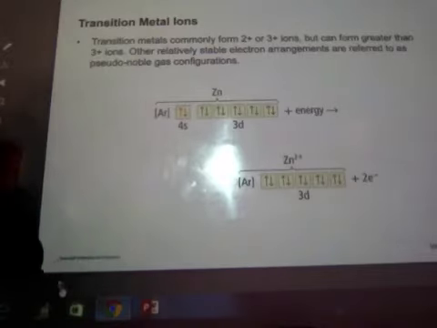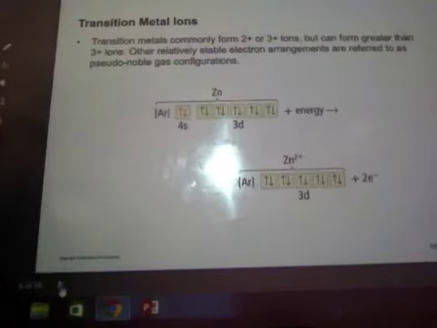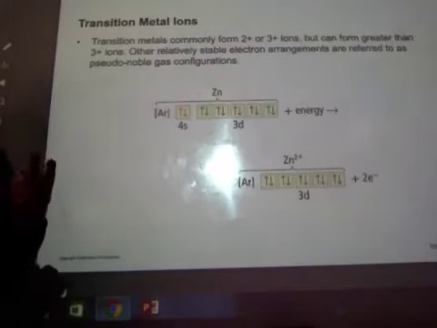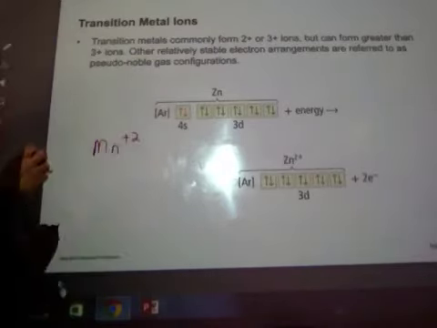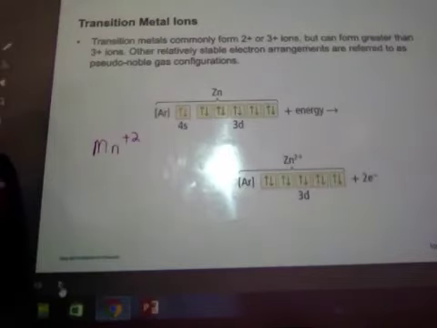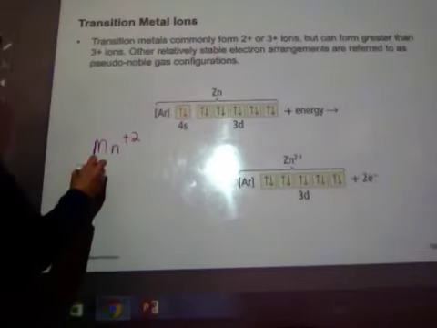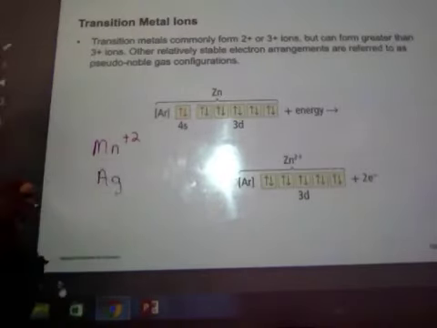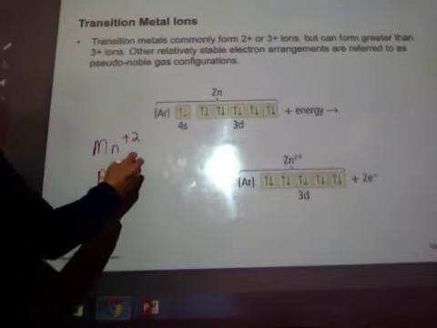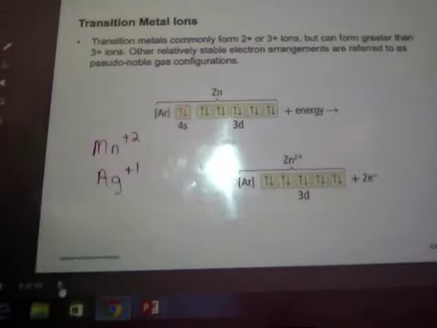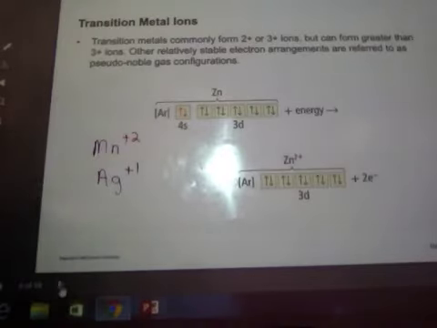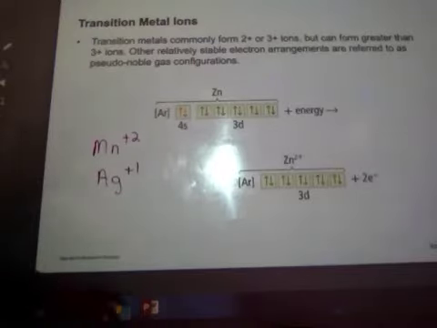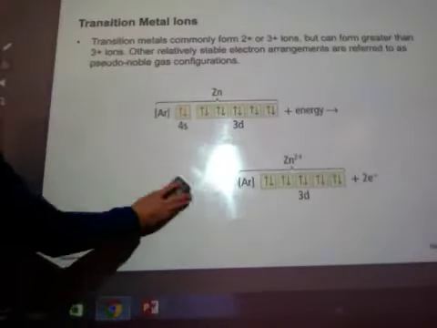How many valence electrons does Mn have? 2. So if I don't tell you any different, you're going to assume that manganese has a +2 charge from using your periodic table. If you look at silver, what is valence electrons for silver? 1. So you're going to assume that silver has a +1 charge unless I tell you differently and show you something differently. So that's how you'll use your periodic table if I don't tell you.